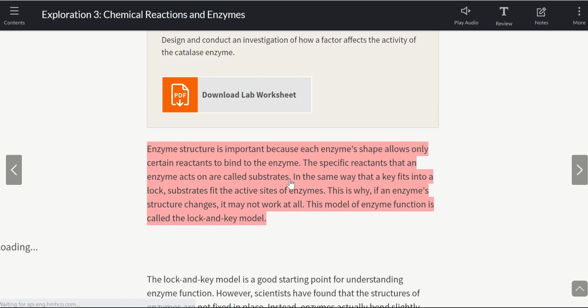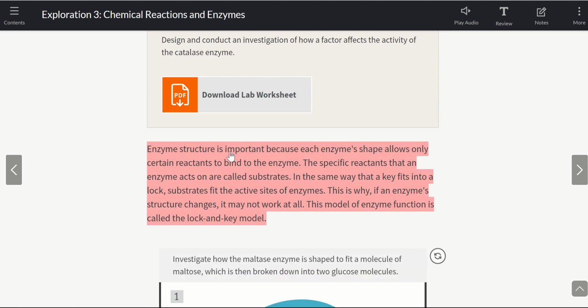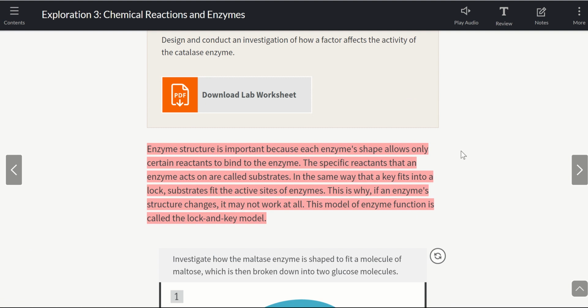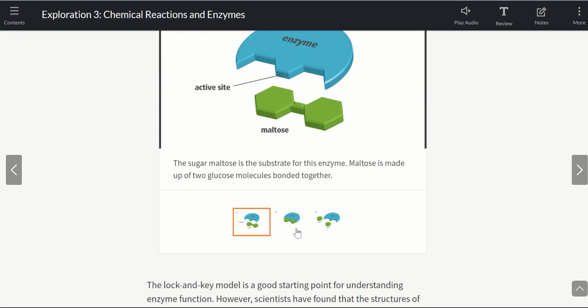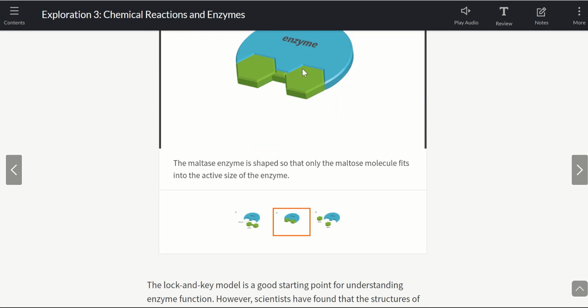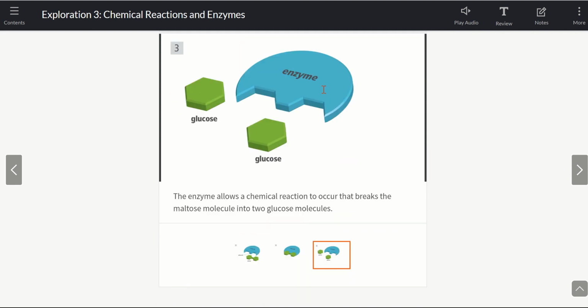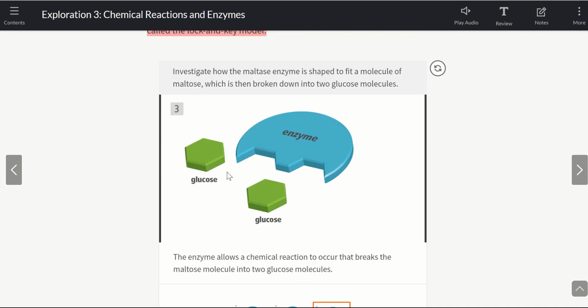Okay? So as we go down here, it says enzyme structure is important because each enzyme's shape allows only certain reactions to take place in the enzyme. So this right here is a molecule of maltose, which is a type of sugar. And this is the enzyme that's going to break it apart. And what you'll notice is this fits in here. However, then it's going to fit in, and this enzyme's job is to break it apart. So this enzyme is going to then break these apart.